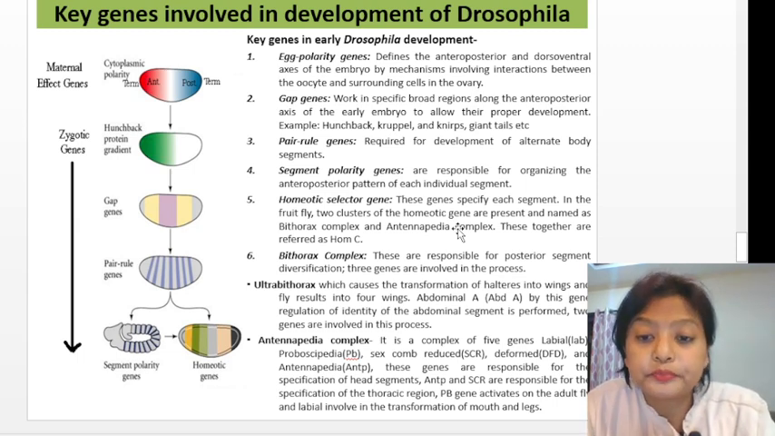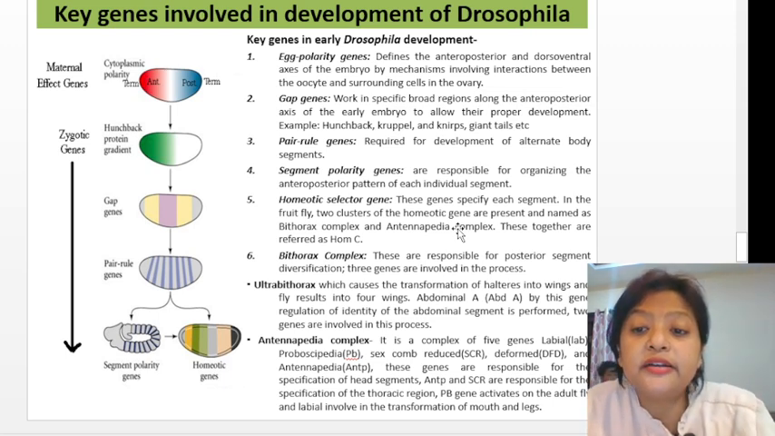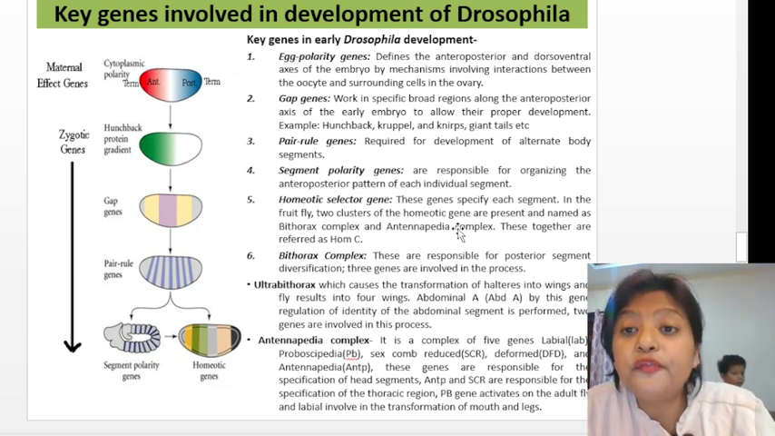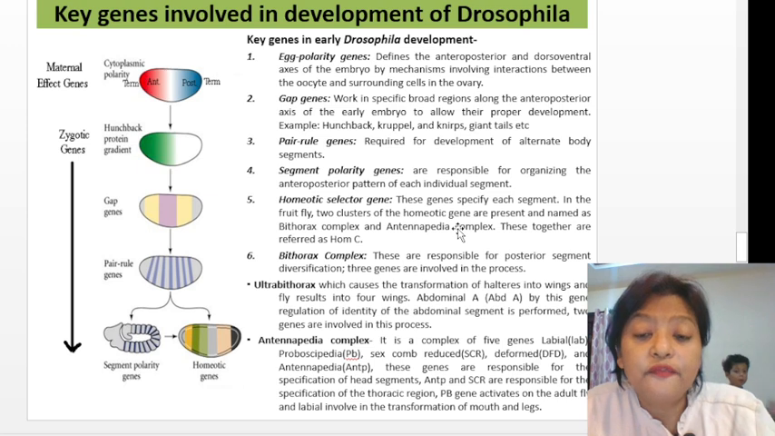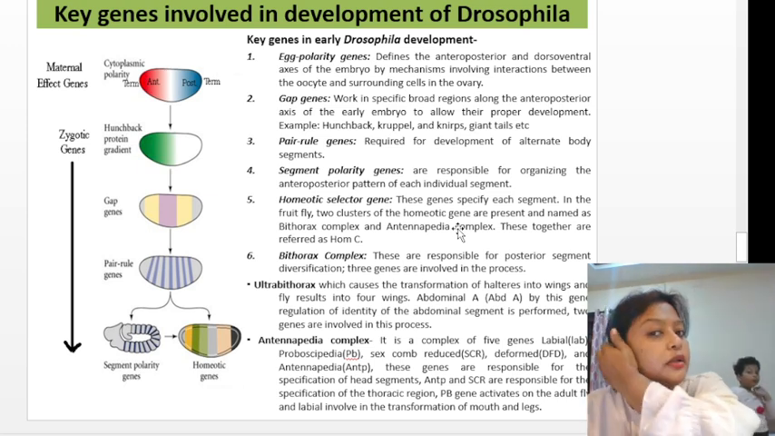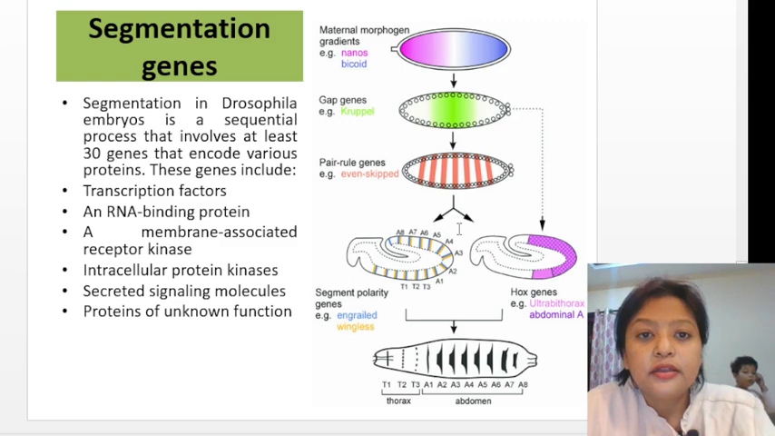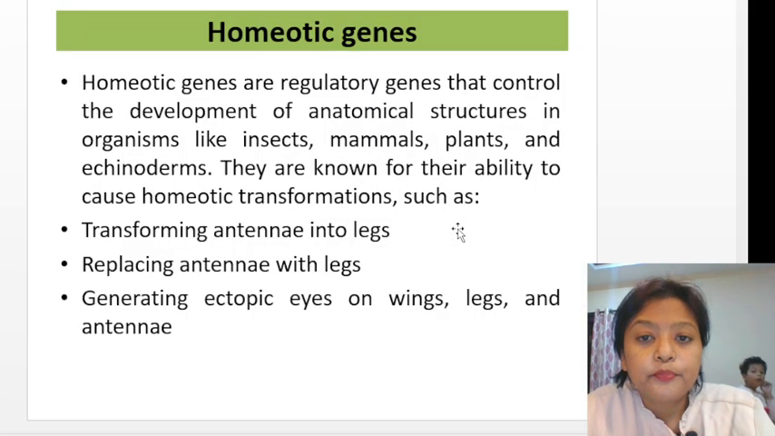Fine. Now the ultrabithorax region is for the thorax part. They will identify the abdominal segment. Fine. And it will also result in the transformation of wings in flies. Okay, now this is done. I've told you about segmentation genes, and I told you about the homeotic genes also.